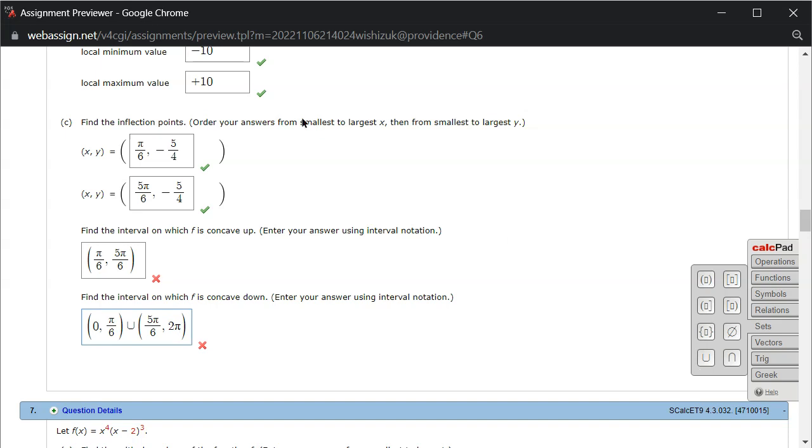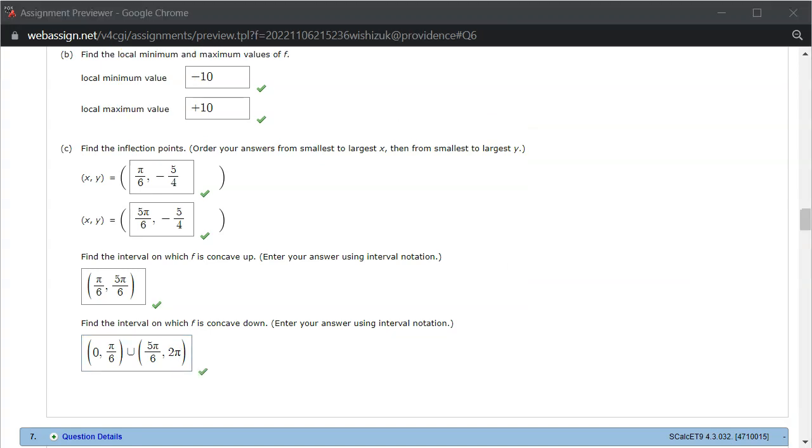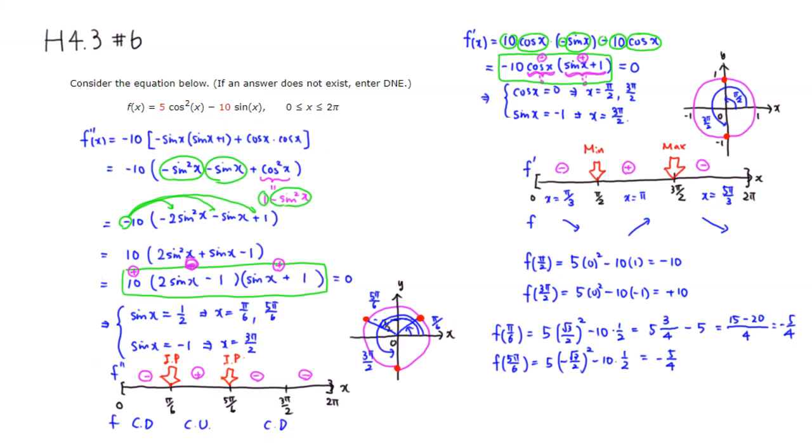Let's check the answer. I came back and we got the intervals of concave up and concave downward correct. That's it. I hope that this was clear.